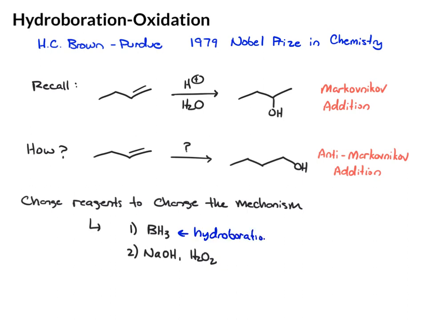And we can see this written a couple of different ways. You might just see BH3 written. You might see it written as a THF complex, meaning it's just complexed with the solvent. Sometimes we even see it written as B2H6, where the BH3 forms a dimer. If you see any of those reagents, immediately you should think of hydroboration. The second step, where we use H2O2, that's the oxidation.